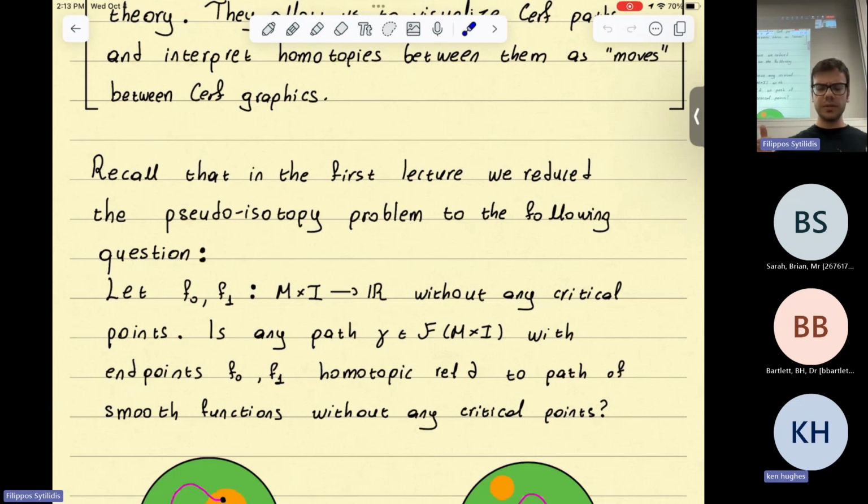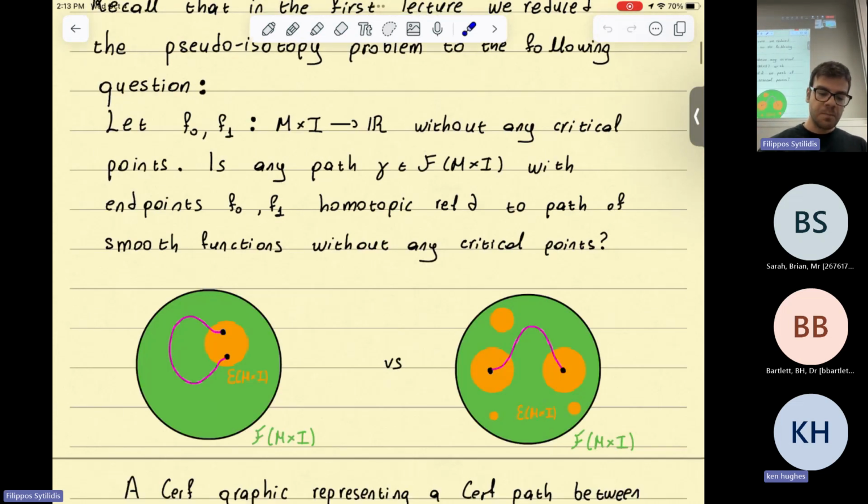Are we on board? Okay, so if we go back further, the first lecture introduced the pseudo-isotopy problem, and we reduced it to the following question: if you give me two real valued functions on M cross I without any critical points, and if you give me any path gamma of smooth real valued functions that connects those two, f0 and f1, is this gamma going to be homotopic relative boundary to a path of smooth functions without any critical points?